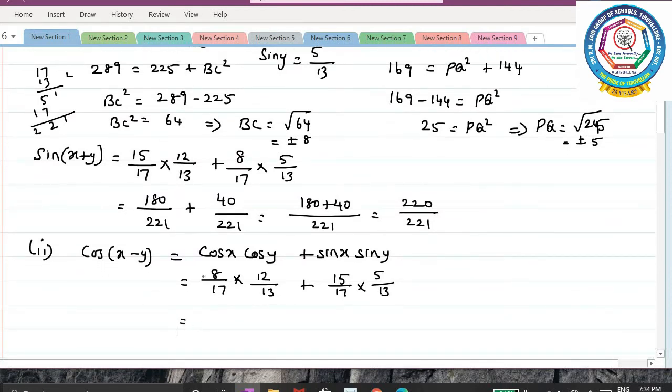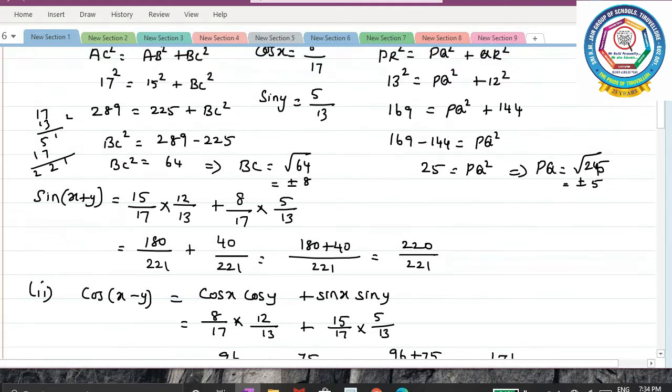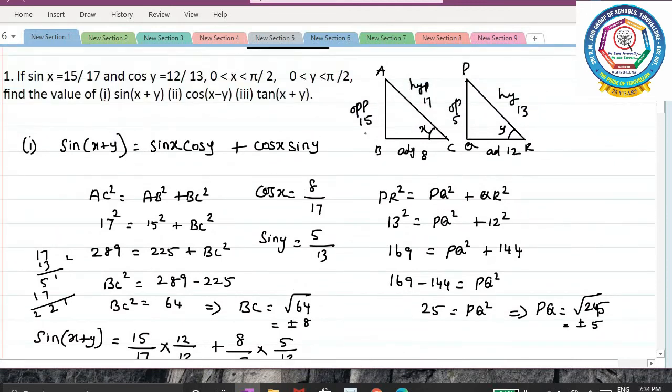So here 12 into 8, that is 96, by 221, plus 15 into 5, 75 by 221. If both denominators are equal, 221, we can directly add the numerators. So 96 plus 75, that is equal to 171 by 221. Next one, third subdivision. What is the third subdivision? They ask tan of x plus y.